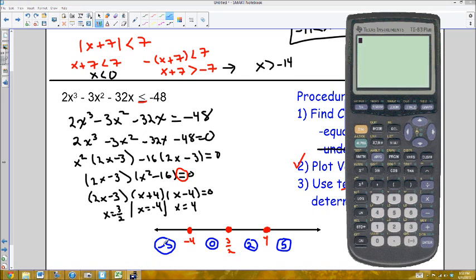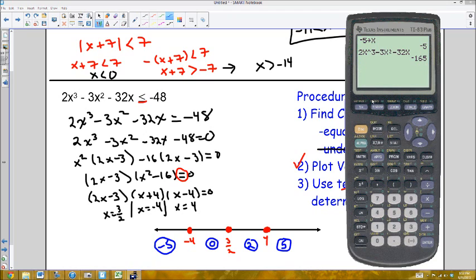I'll start with negative 5. So what I'm going to do is type in negative 5 and store that as the value x. This is a time-saving tip so that I can now just type in the actual expression as I read it, which is 2x to the third power minus 3x squared minus 32x, and I'm going to type that in, and that's negative 165.